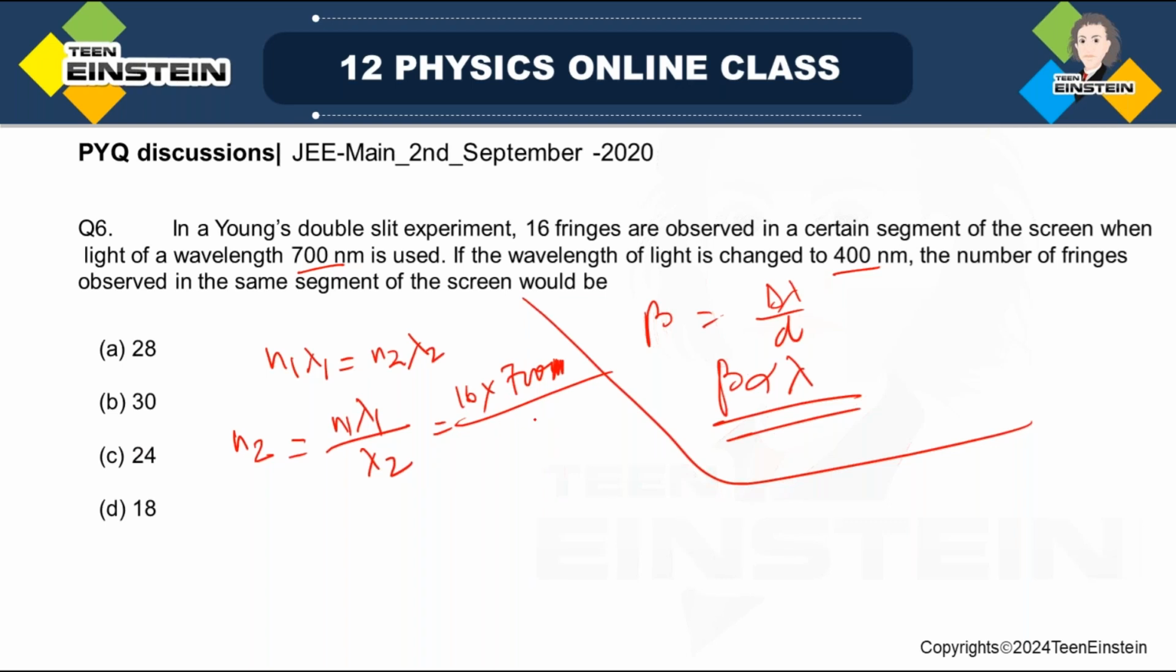By lambda 2, that means 400. So this will actually be 28. So 28. This is the number of fringes with this wavelength, it will be 28.